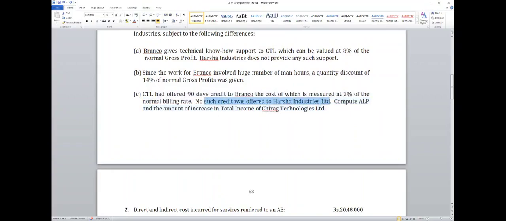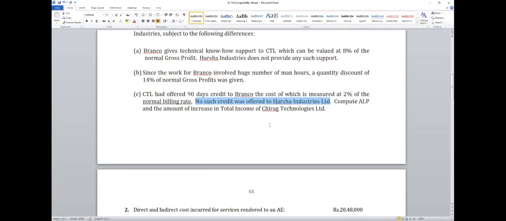No such credit was offered to Harsha Industries. அப்படின்னா என்ன அர்த்தம்? Harsha Industries என்னுடைய கஸ்டமர் AE இல்ல, என்னுடைய unrelated party immediate payment கொடுத்துருவாங்க. Like the previous sum, I give 90 days credit to Branco, whereas அந்த benefit கிடையாது. So we get immediate payment. So இதனால என்ன ஆகும்னா my profit will increase.